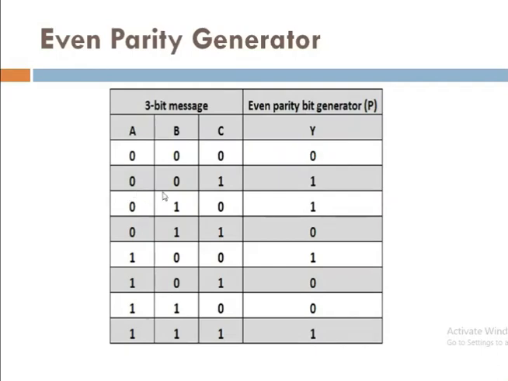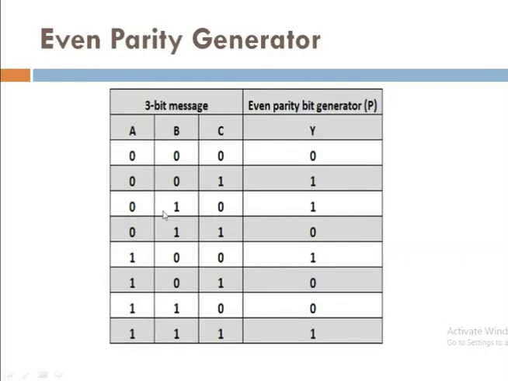Now the second case, 0 0 1. How many ones are in this case? This is 1, and 1 is an odd figure. So this is an odd-even combination. Observe your problem statement: we are generating the even parity generator. Now you are getting an odd number, so for the odd-even combination the output will be a 1.